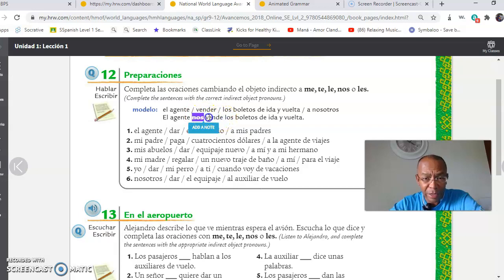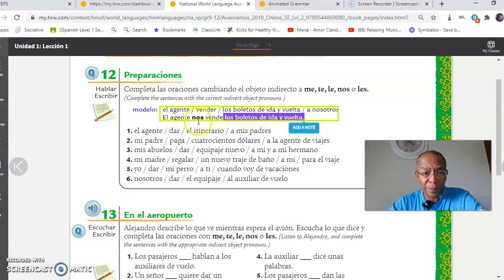Notice that you have to conjugate this verb, right? You cannot leave it like this. You cannot say vender. El agente nos vender, because it will not be correct. First, you conjugate this based on who's doing the action, the subject. Then you replace who's receiving that action. Okay? And then, what is it that is happening? Then you put the actual noun that we're talking about. Los boletos de ida y vuelta. That's all you got to do.